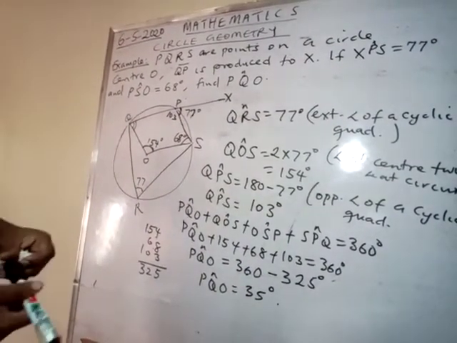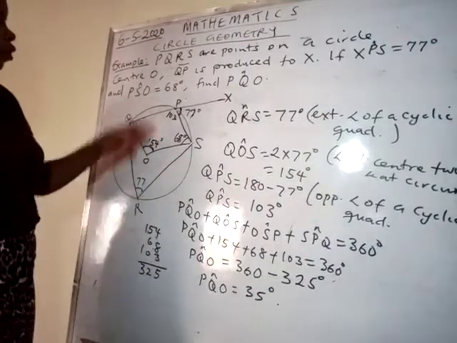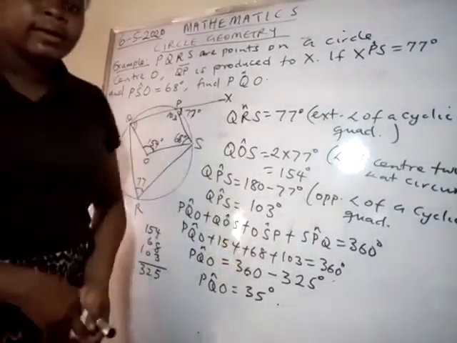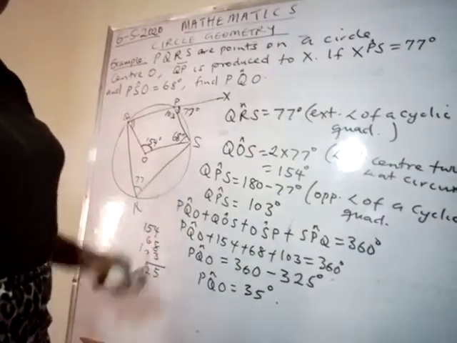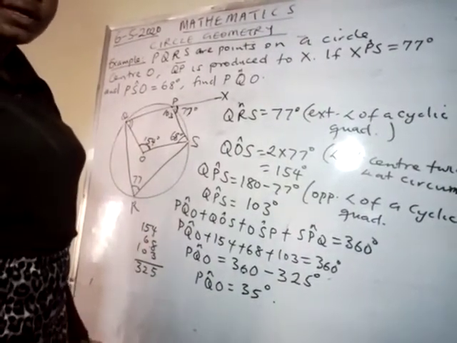Any question, please ask. Don't forget, how do we solve? We notice that we have 2 quadrilaterals. Then we obey the rules. It's not hard. Just go through the videos over and over again. You will understand.